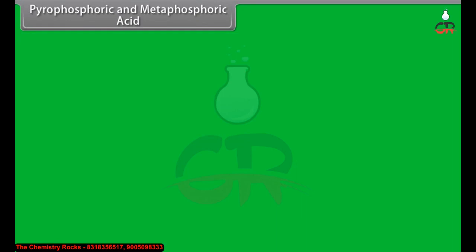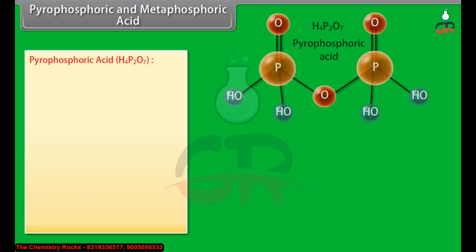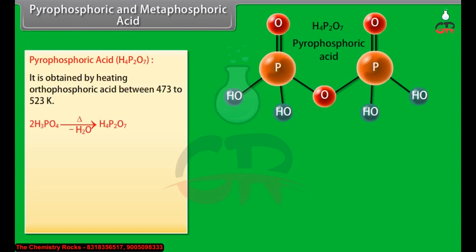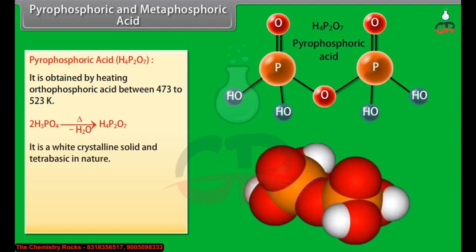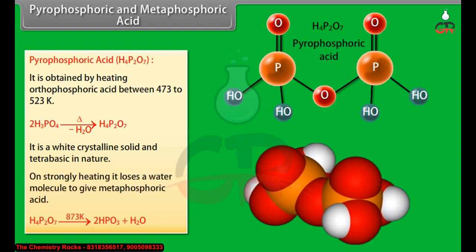Pyrophosphoric and metaphosphoric acid. Pyrophosphoric acid. It is obtained by heating orthophosphoric acid between 473 to 523 Kelvin. It is a white crystalline solid and tetrabasic in nature. On strongly heating it loses a water molecule to give metaphosphoric acid.